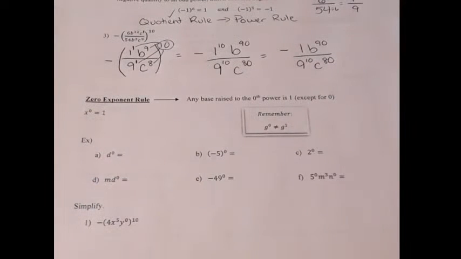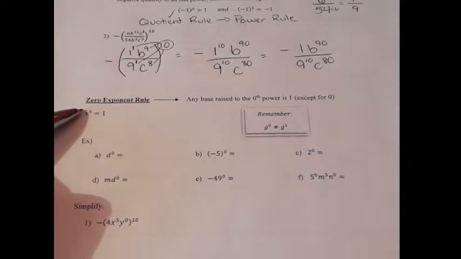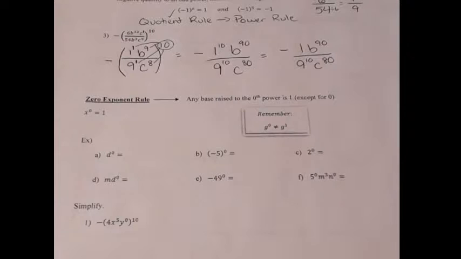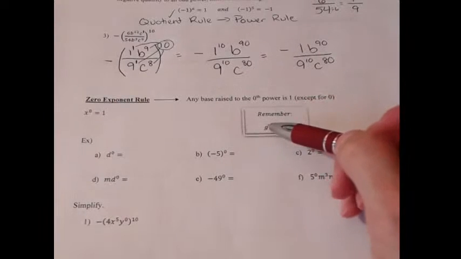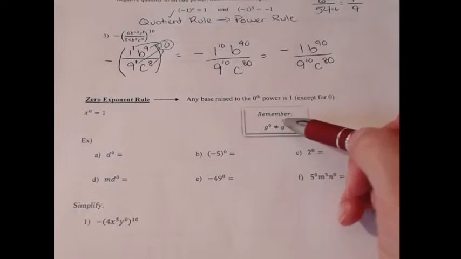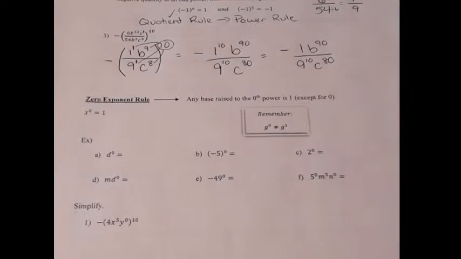Next, we have something called the zero exponent rule. This one I love because basically any base raised to the 0th power is 1, with the exception of 0. So let's say if you had base x raised to the 0th power, it's a 1, right? Okay, no big deal. I want you to note, though, that g to the 0th power is not the same as g to the 1st power.